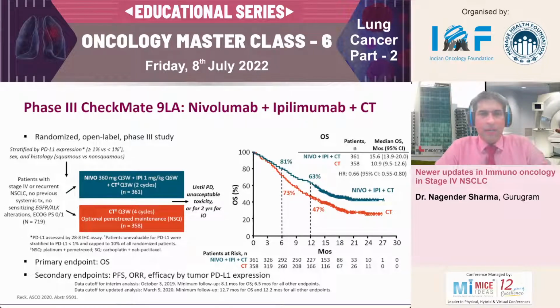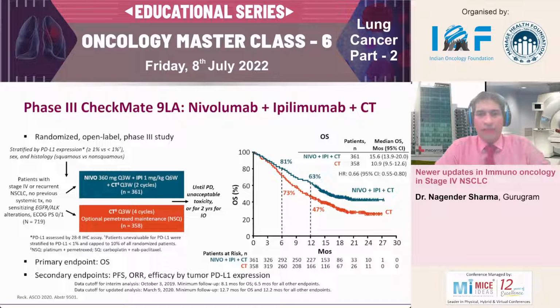CheckMate 9LA trial, nivolumab plus ipilimumab, which is also a phase 3 trial, in which nivolumab and ipilimumab were used at the dose of 360 mg and 1 mg per kg body weight respectively, along with chemotherapy. 2 cycles of chemotherapy were used, and chemotherapy was used for 4 cycles in the comparator arm. The primary endpoint was overall survival, and key secondary endpoints were PFS, objective response rate, and efficacy by tumor PD-L1 expression.